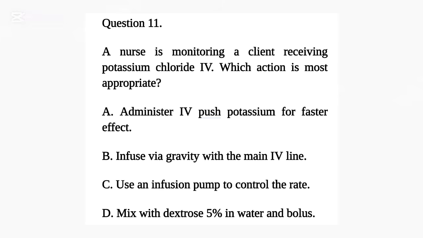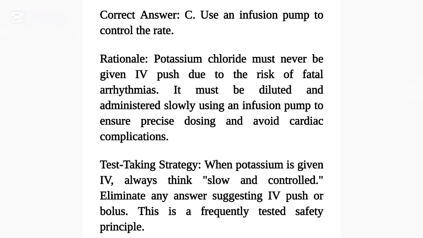A nurse is monitoring a client receiving potassium chloride IV. Which action is most appropriate? A. Administer IV push potassium for faster effect. B. Infuse via gravity with the main IV line. C. Use an infusion pump to control the rate. D. Mix with dextrose 5% in water and bolus. Correct answer: C. Use an infusion pump to control the rate.